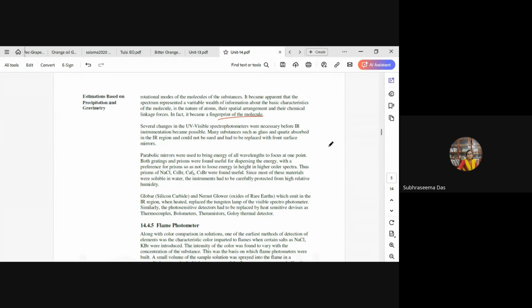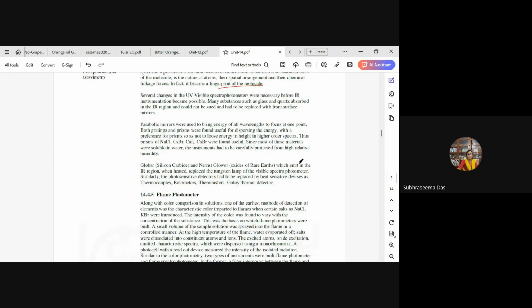Parabolic mirrors were used to bring energy of all wavelengths to focus at one point. Both gratings and prisms were found useful for dispersing the energy, with a preference for prisms so as not to lose energy. The prisms of NaCl, cesium bromide, calcium fluoride were found useful, but because these materials were soluble in water, they had to be carefully protected from humidity.